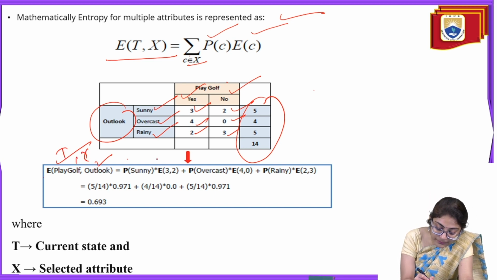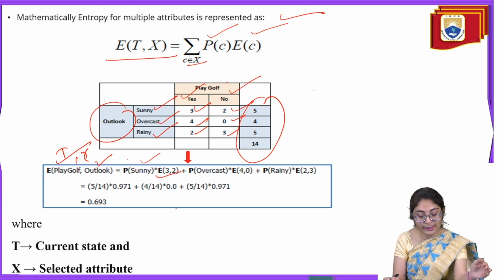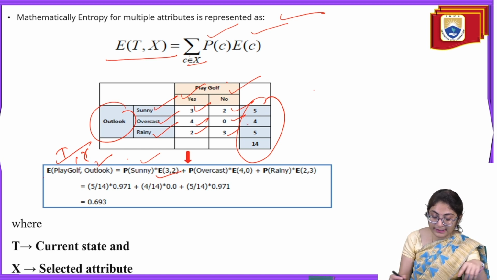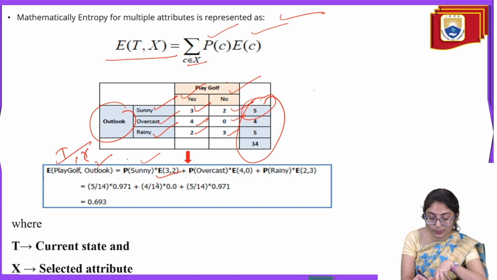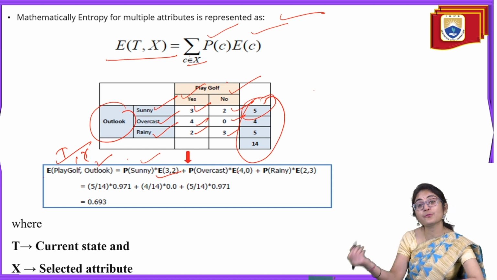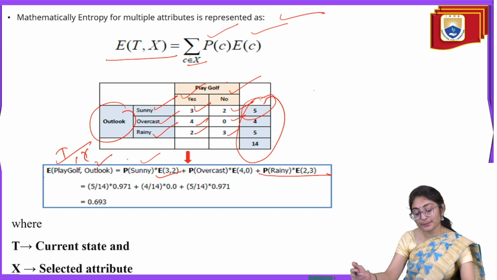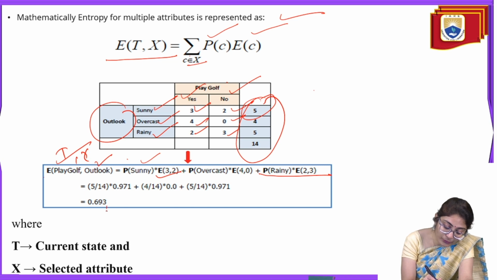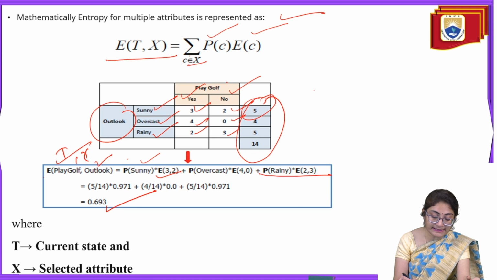Now P of sunny into E of 3, 2. Then here is a probability, and according to this you have to put in all these values. Then P of overcast into E of 4, 0, entropy of 4, 0. Then P of rainy, probability of rainy into entropy of 2 and 3. After solving this, you will get the value 0.693.